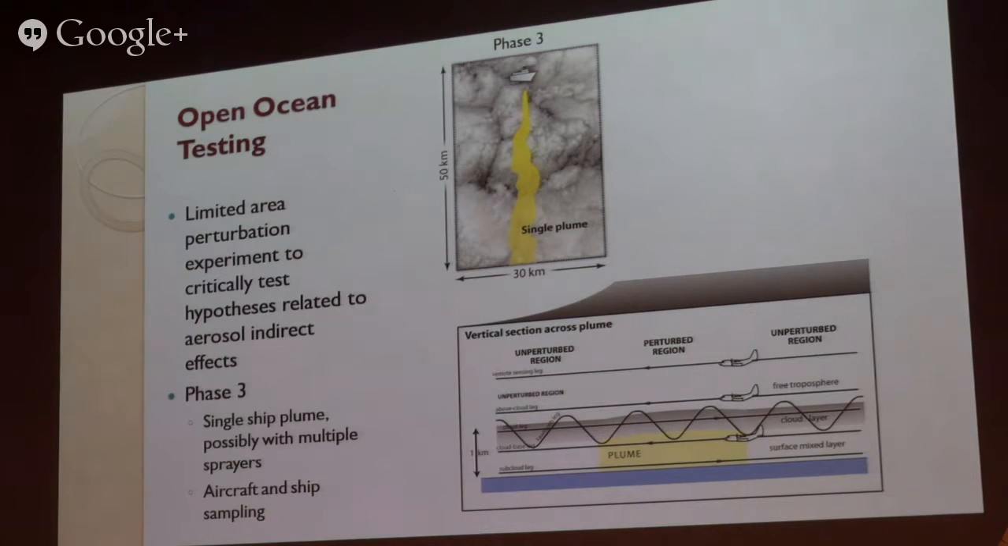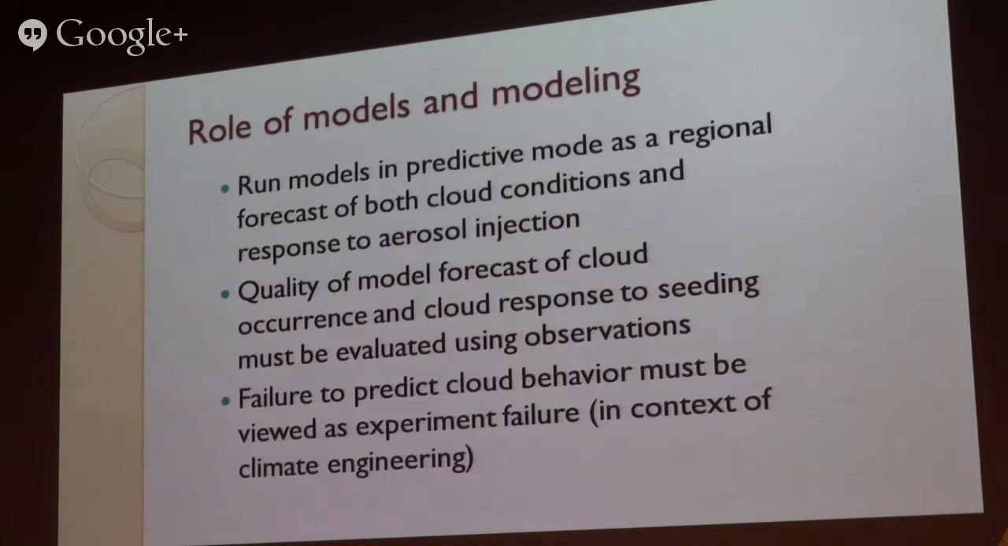And finally, there's the open ocean testing idea, where you have a ship with a single plume. Here's a schematic that came out of the paper by John Latham, and they've got multiple airplanes flying either in the cloud or above the cloud, depending on what you want to do. So there's a general schematic of what we're planning on doing.